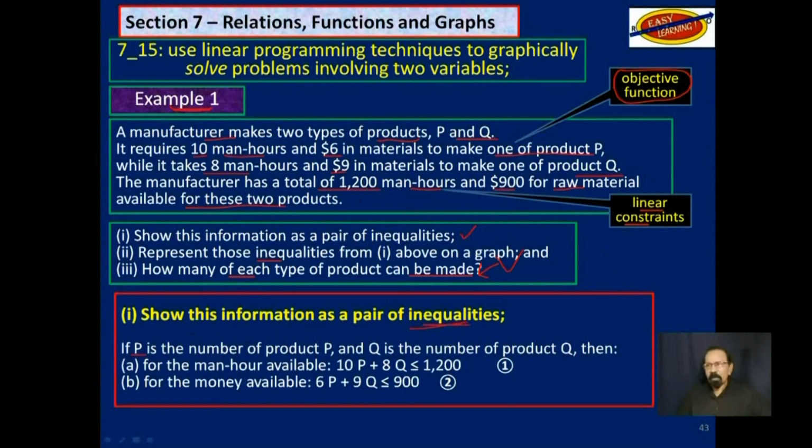So here goes. If P is the number of product P and Q is the number of product Q, then for man hours available, 10P plus 8Q must be less than or equal to 1,200. And for money available, remember these cost $6 and $9 to produce. So 6P plus 9Q must be less than or equal to 900. So those are your constraints.